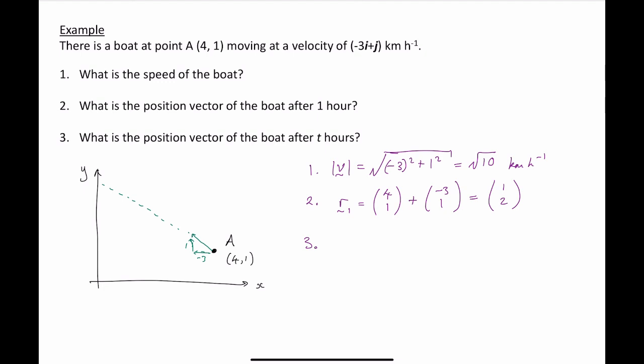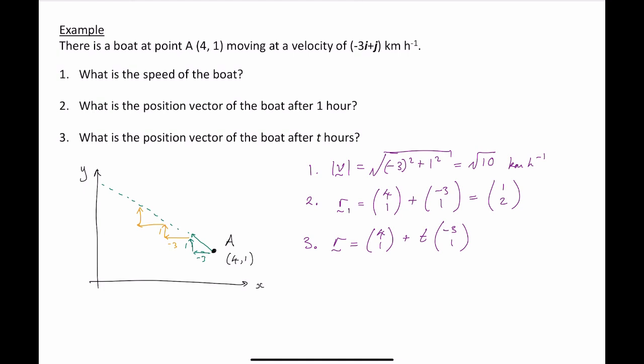Okay, question 3 is asking me the position vector of the boat after t hours. So it wants a general expression for the position vector of the boat. Well, it's starting, like we said, at 4,1 here, and then every hour it moves -3,1. So we said after 1 hour, we just added one lot of -3,1. You can imagine after another hour, it will have moved another -3 and up another 1. And after 3 hours, it will do the same thing again, etc. After t hours, it will have done that t times. So I can simply say that the position vector after t hours will just be its initial position plus t lots of that velocity vector -3,1.